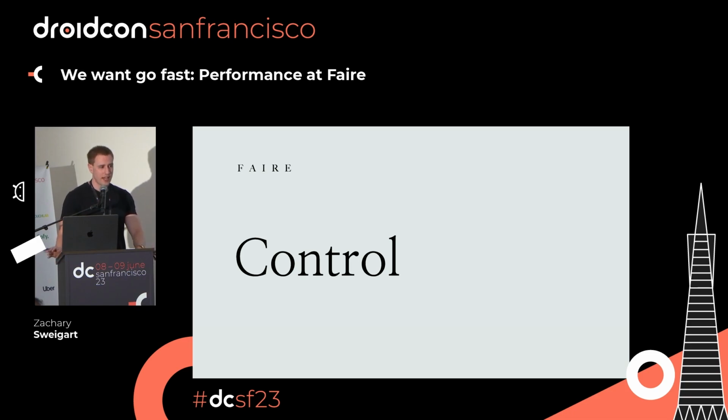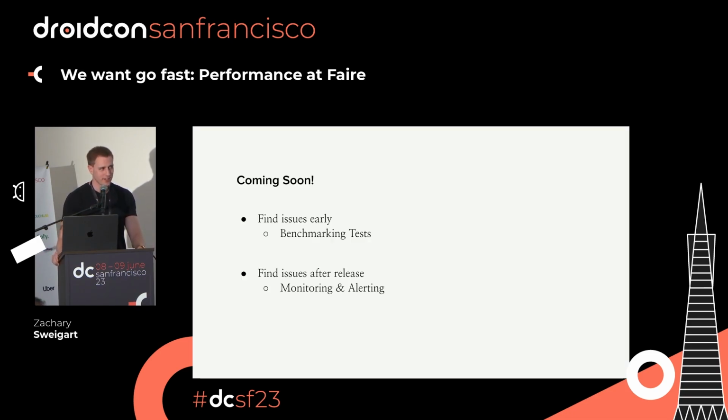So that brings us to our last step, which is control. And I don't have a lot to share here because this is where we're working on right now. But the idea is that we want to find issues early. So we're starting to look into benchmarking tests. And if we do release issues, we want to make sure that we're alerted as soon as possible so we don't have poor user experience.